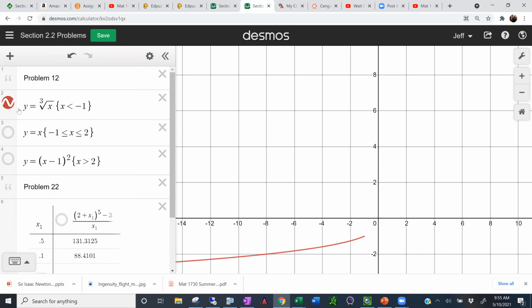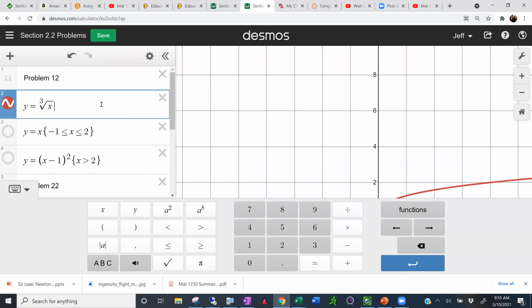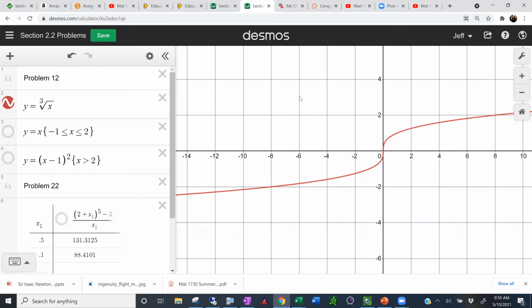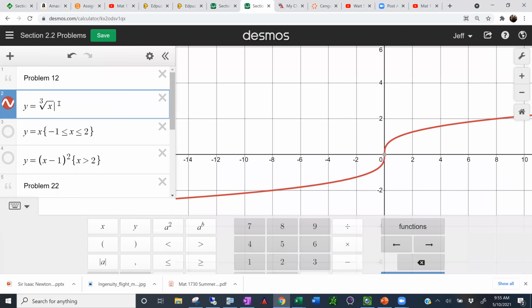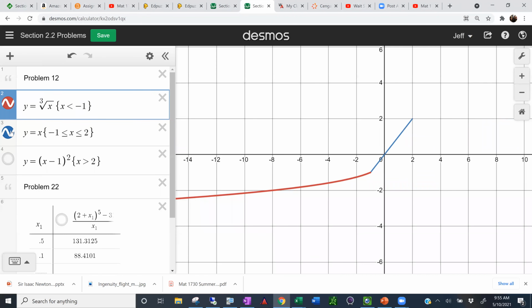Here's your function. It's the cube root function. Now, if I got rid of this little part right here, then I get the entire graph of the cube root. But I only want the cube root for values of x less than -1. So let's restrict that. Likewise, we want to graph the function y equals x for values of x between -1 and 2. So it's going to look like that middle piece. And then we have this piece right here, which is going to be a parabola. We're only going to get part of that graph as well.